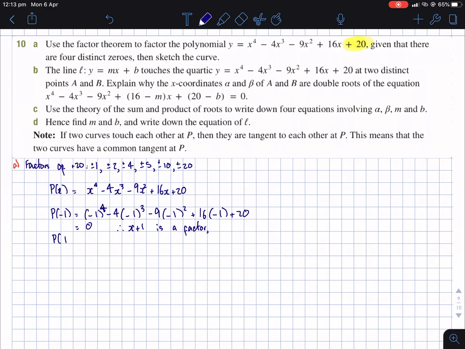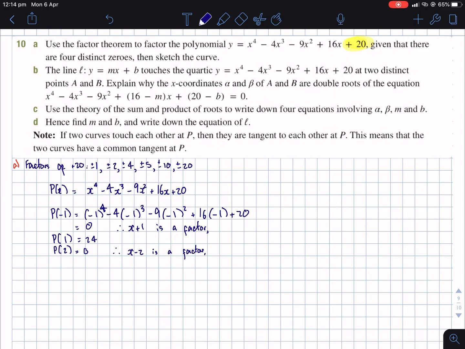Okay. Now let's try positive 1. So I'm going to go back through and delete all the negatives in front of my negative 1s. It's 24, so not a factor. All right, next one I'm going to try 2. So now I'm going to go through and replace all the ones with 2s. Sorry, this does take a while. Teaches you to be quite quick on your calculator though. 0, therefore x take 2 is a factor.